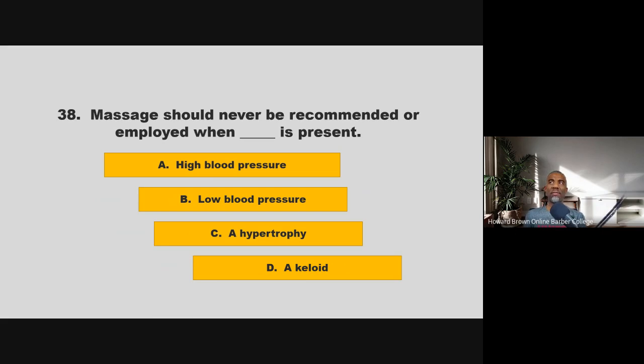Massage should never be recommended or employed when blank is present. Is it high blood pressure, low blood pressure, a hypertrophy, a keloid? If you chose A, high blood pressure, you are correct.